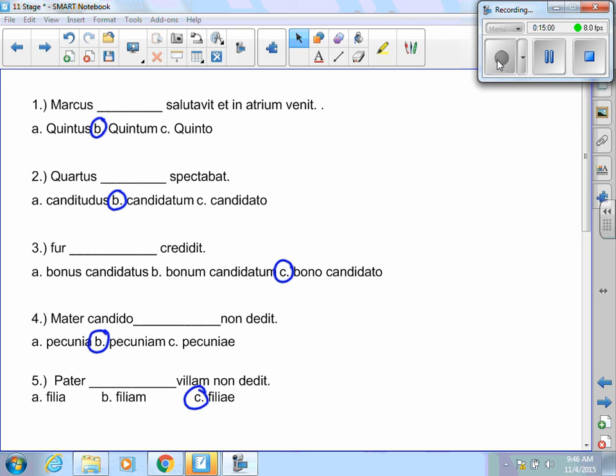Here I have to decide whether or not I have an accusative or a dative. I have domum, that is accusative, so the father did not give the house. Now, to whom did he not give the house? To the daughter. I decide that that's first declension. My first declension dative endings are AE for the singular, IS for the plural. I decide I have one daughter, and so I select AE for my ending.